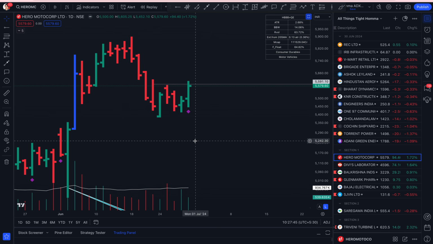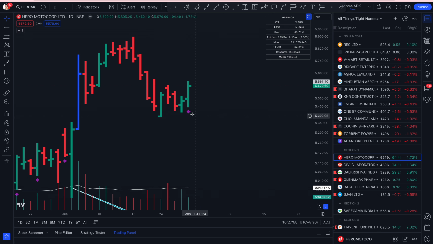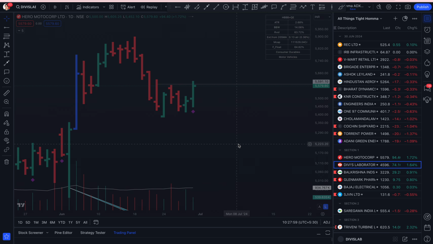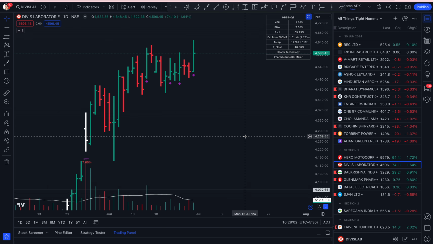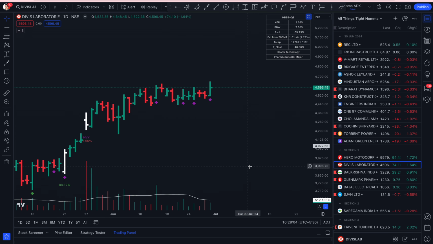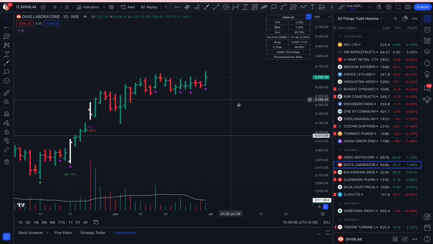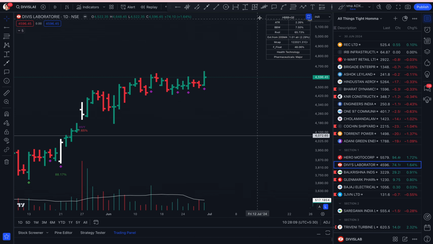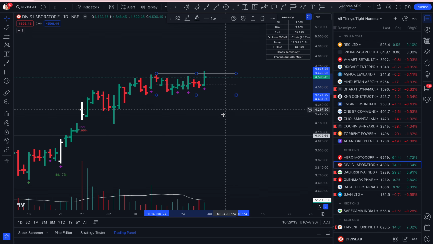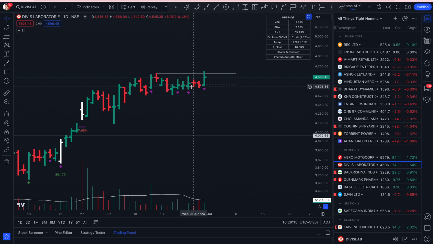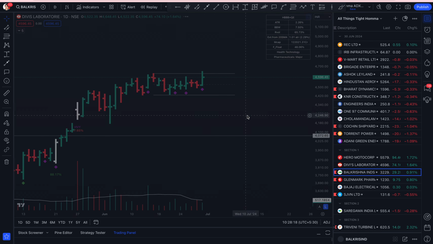So Hero Motor Corp, like it's evident from here, from this day till this day, it has been getting tighter in a very tight range. Volumes are starting to come up. A reversal is on the cards. DV's Lab is also tight. You see prior uptrend and going sideways. And if this range breaks out, that could be a good trade, and the Tightness will allow you to have a smaller stop loss.